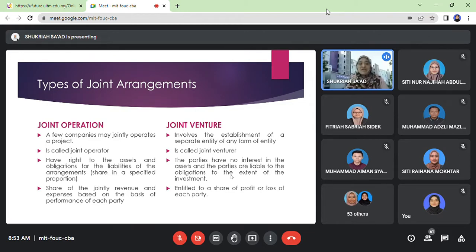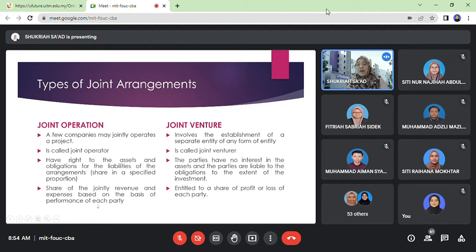It depends on the share in the specific proportion. So they have to put in the contract what their sharing will be in terms of liability, in terms of their rights to the assets, as well as profit sharing. But for a joint venture, they just need to highlight what the profit sharing will be, based on whatever income is generated from the project handled by the separate entity that has been established.